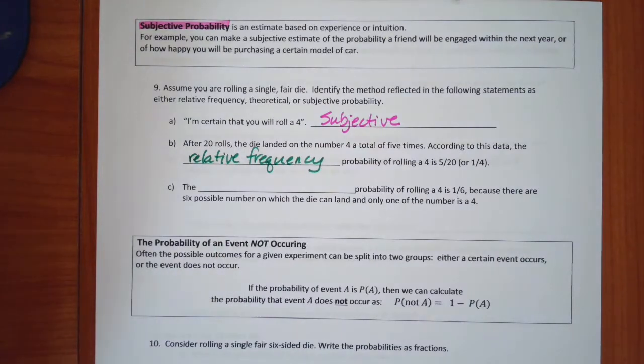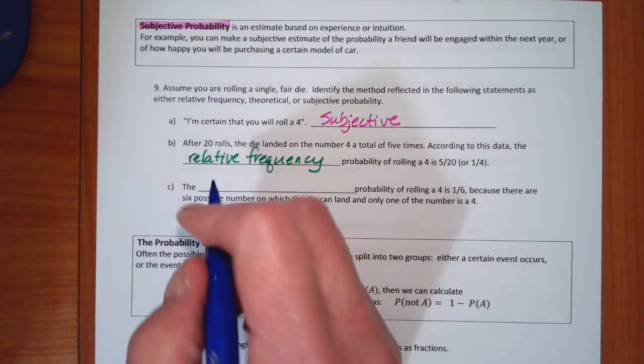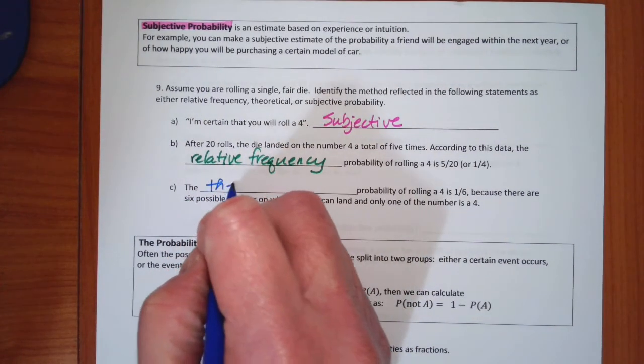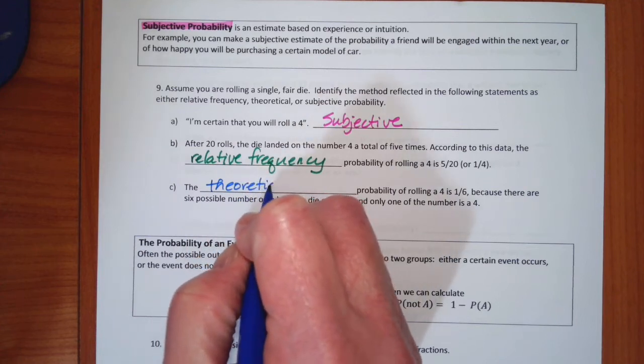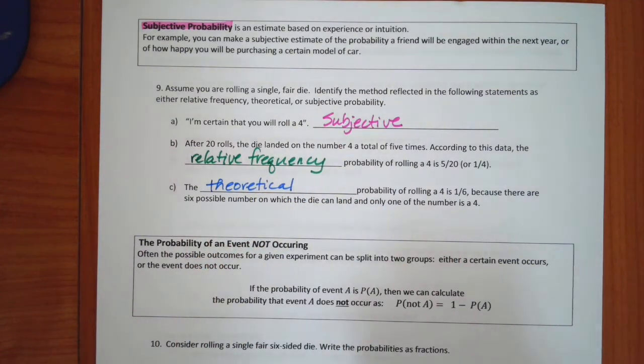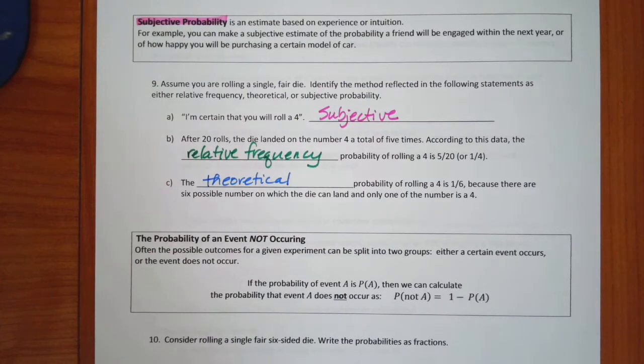Okay. And lastly, we have what kind of probability of rolling a 4 is 1/6, because there are 6 possible numbers on which the die can land and only one of them is 4. Well, we just worked with that. That, of course, is going to be theoretical probability. Okay, so this will just get easier as you look at it. And again, we'll continue to talk about it.